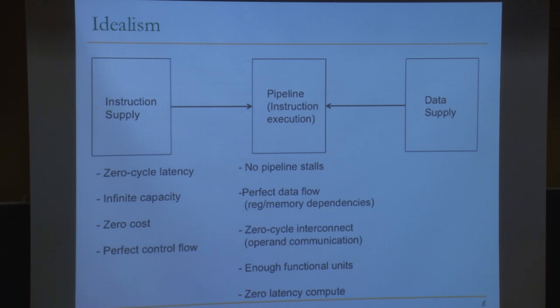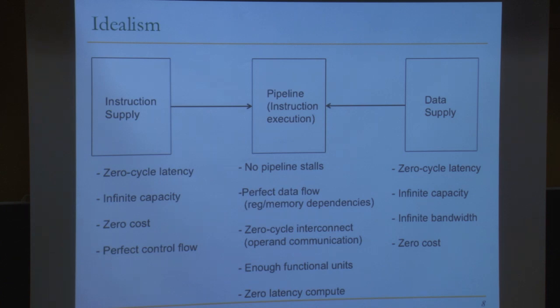And we're all engineers. Engineering means doing the same thing at much lower costs, right? Achieving some goal at much lower cost, ideally zero. And perfect control flow, we've tried to do that a lot on the instruction supply. Data supply is similar. You'd like zero cycle latency, infinite capacity, zero cost, infinite bandwidth also. That could be true for the instruction supply as well. These are not exhaustive necessarily.